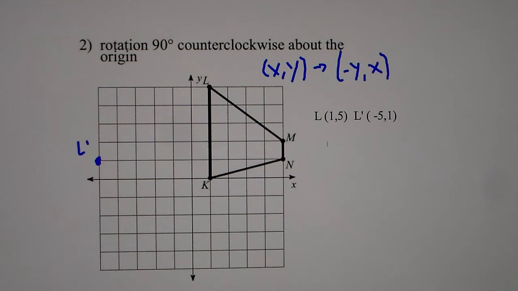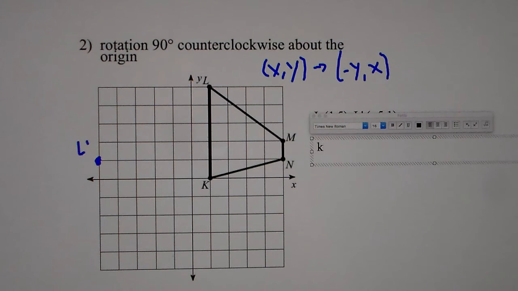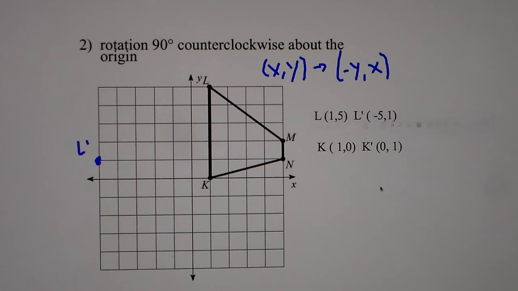Our K is 1 to the right, 0 up, down. So K is (1, 0). So K prime is going to be negative 0 or 0. And then 1 for the 1 up. So right there's our K prime.